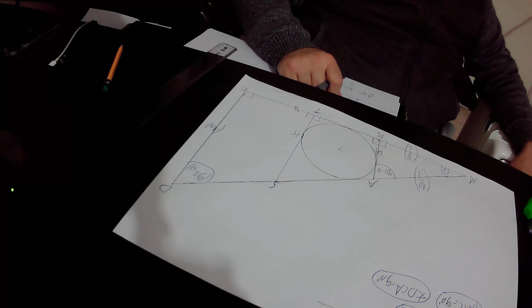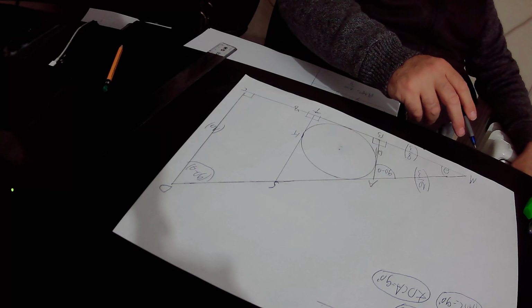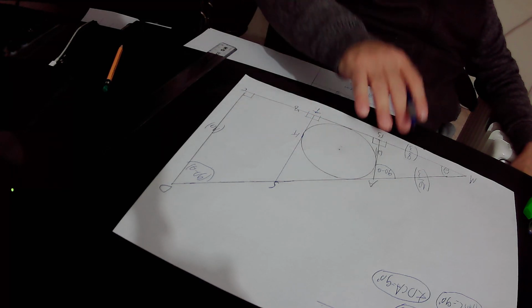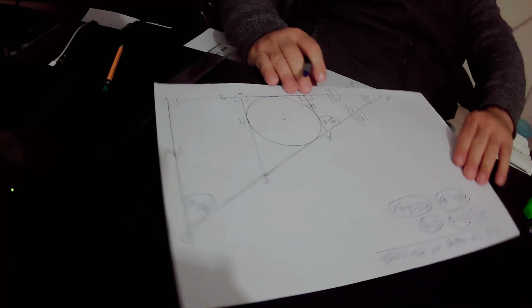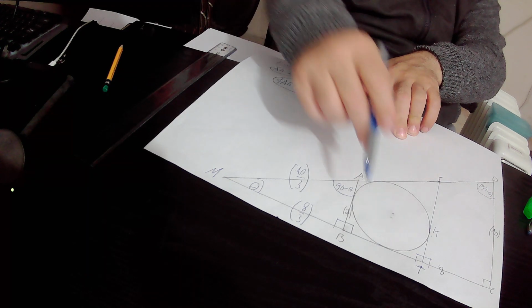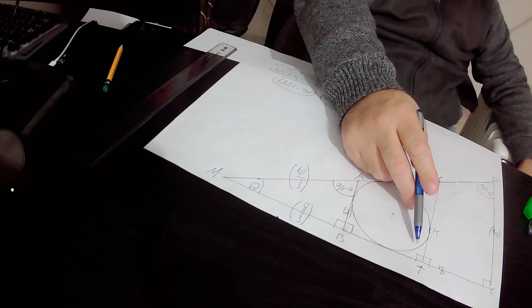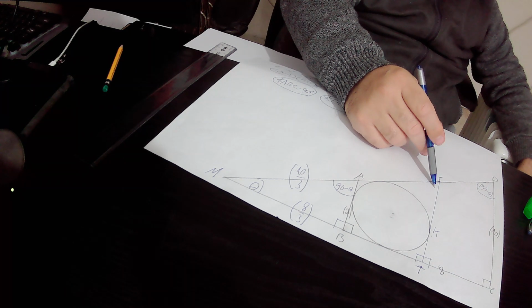So actually, by doing this construction, we created here the big right triangle MST. In this big right triangle MST, this angle equals theta, this angle equals 90 degrees, therefore the missing angle here must be equal to 90 degrees minus theta.